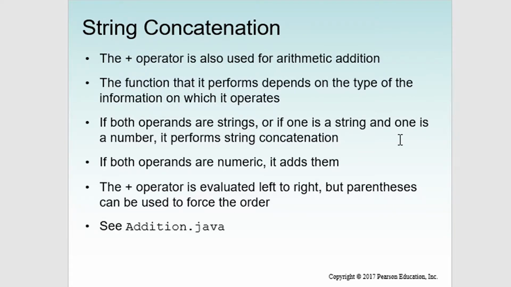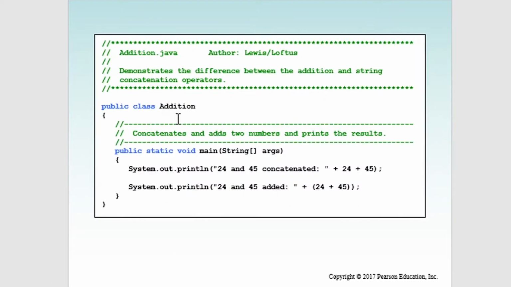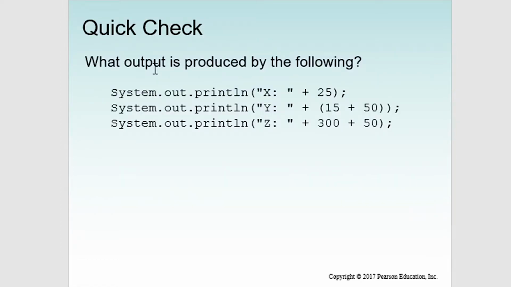So if both operands are strings, or if one is a string and the other is a number, it performs string concatenation. If both operands are numeric, it's going to add them. The plus operator is evaluated from left to right, but parentheses can be used to force order. They give an example of this with their addition, and I'll go ahead and do an example right now.